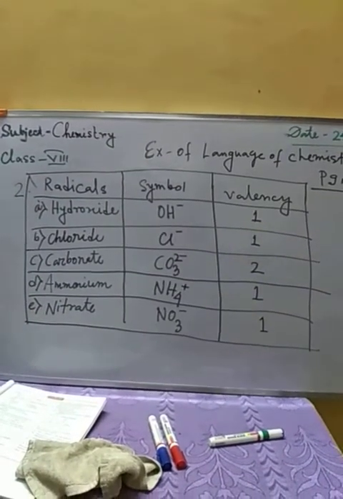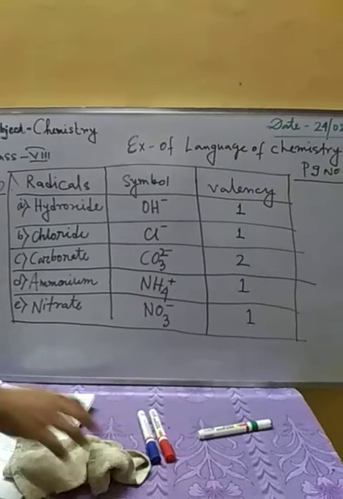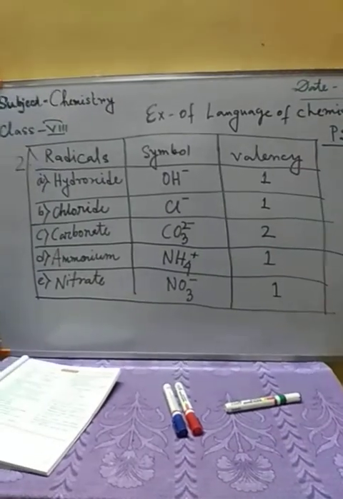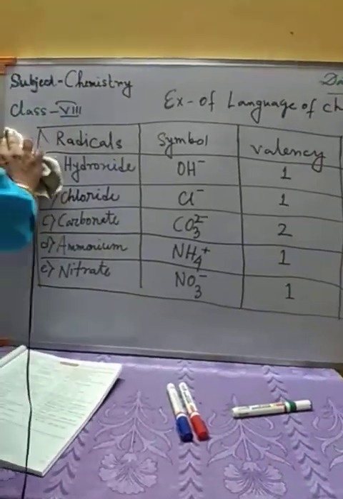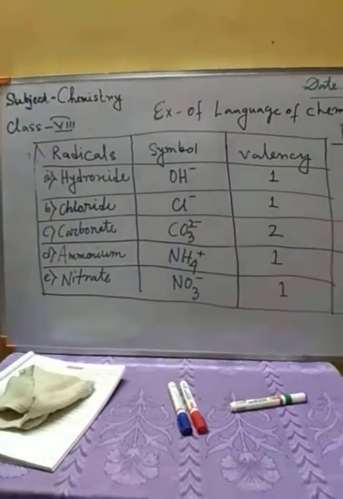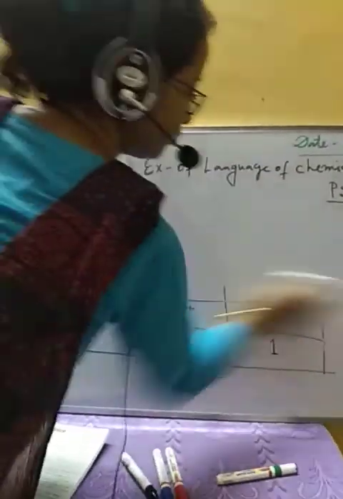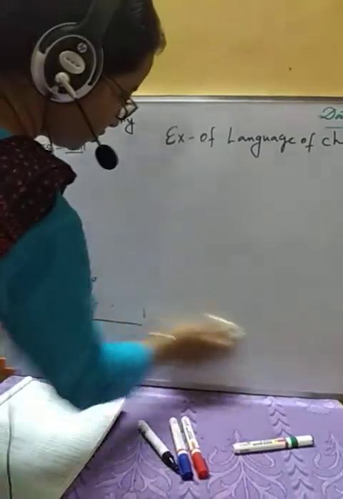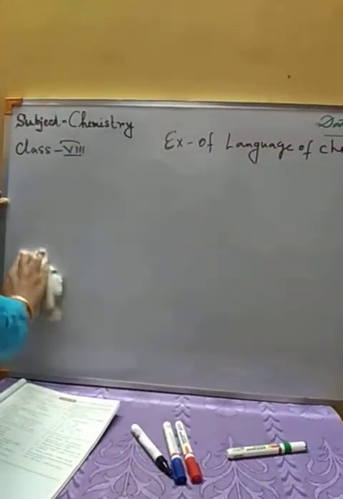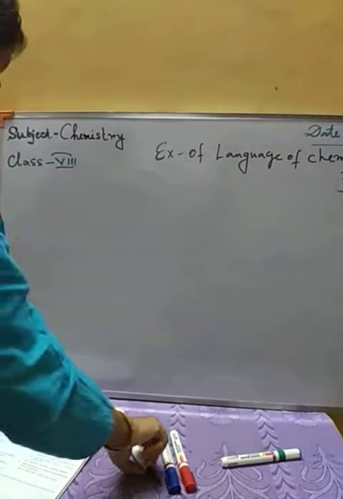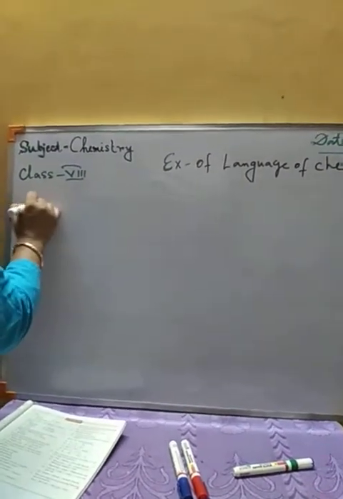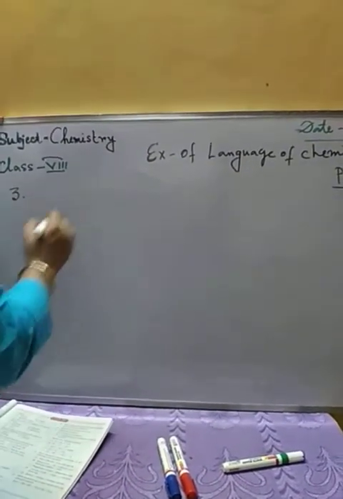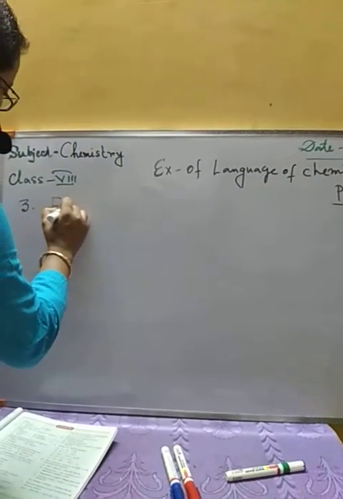Next, this is question number 3: we have to write the molecular formula for the oxides and sulfides of the following elements. So here again we will be making a table.